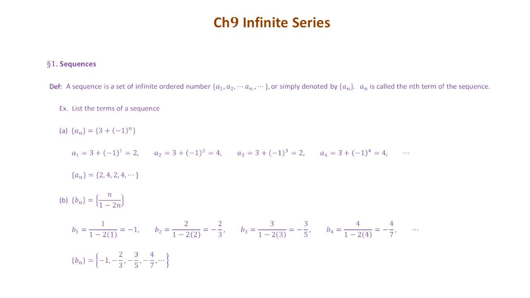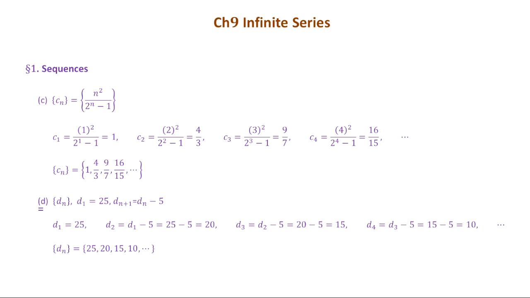The next number in the sequence will be 4 over 1 minus 2 times 4 if we plug in 4 for n. 2 times 4 is 8, and 1 minus 8 is negative 7. So 4 over negative 7 is negative 4/7. So the sequence starts from negative 1, then negative 2/3, negative 3/5, negative 4/7, and so on. That's how you write down the terms of a sequence. Any questions in this example? Let's go to the next page.